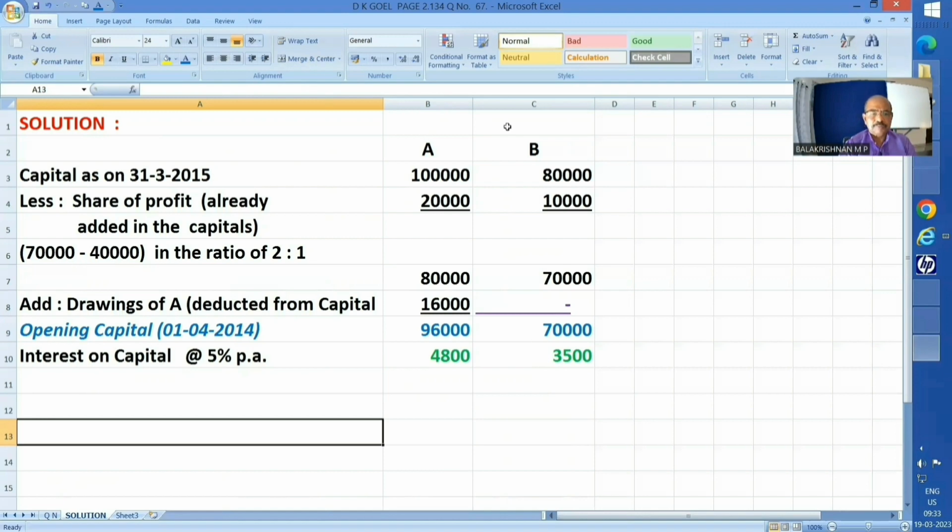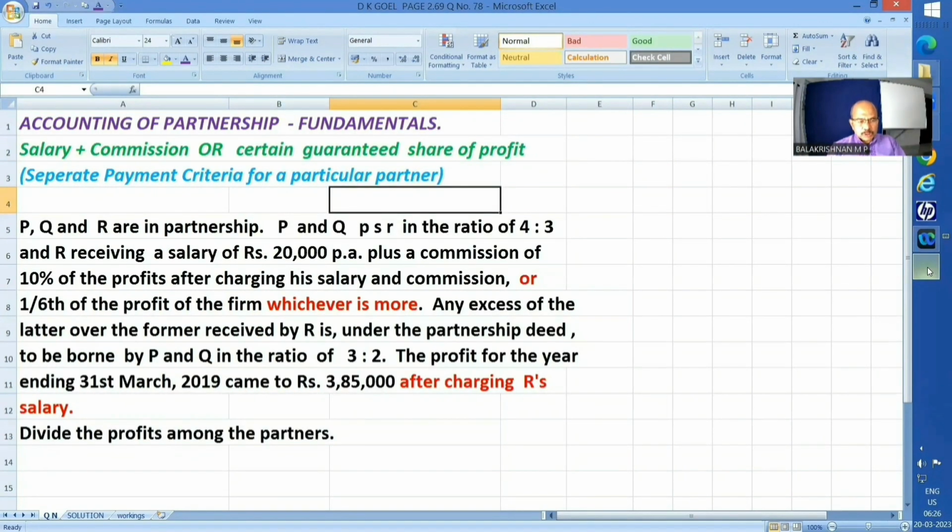Thank you. Well, students, the last question of this episode. The peculiarity of this sum is that separate payment criteria for a particular partner: salary plus commission or certain guaranteed share of profit. Well, the question is like this.